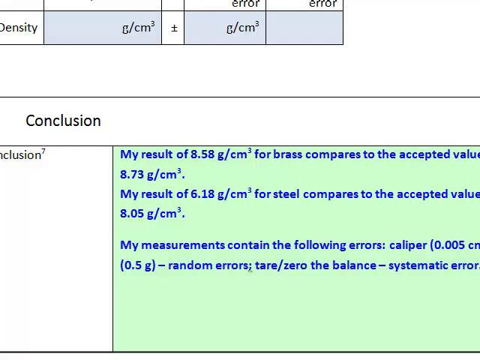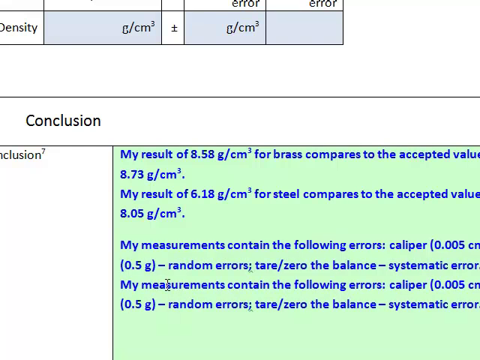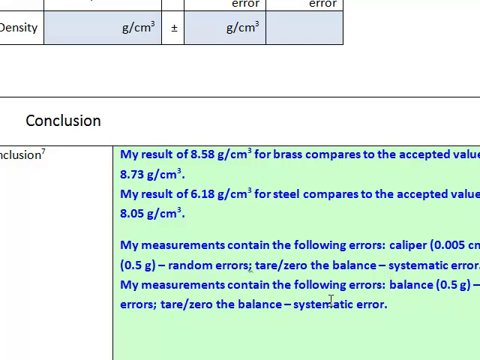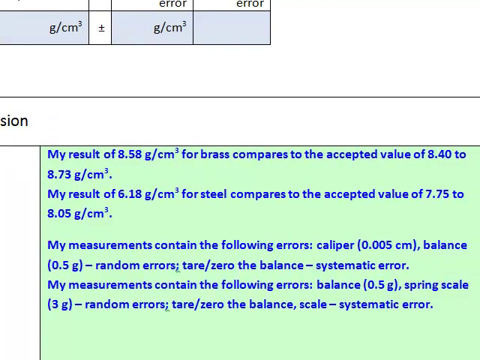My measurements contain the following errors. I didn't use a caliper, I used a balance, and then I used the spring scale, and that one was about 3 grams. Those are random errors. Taring or zeroing the balance, respectively, the scale. That means not taring them, not zeroing them would be a systematic error. Then it's an alloy. Oh, that's what I should say for the other one as well, which is also a systematic error.